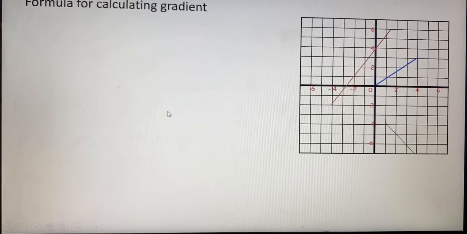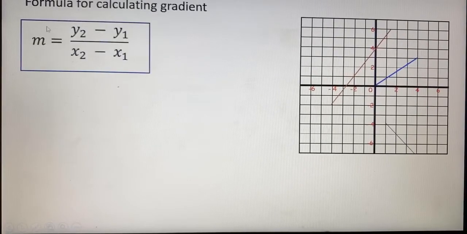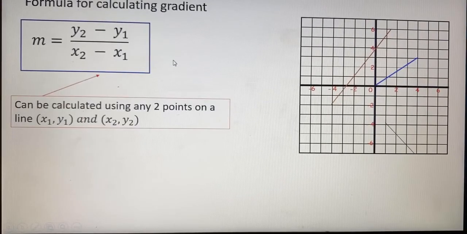We can use a formula for calculating the gradient if we know 2 of the points on the line. The formula is the difference in the vertical distance over the difference in the horizontal distance, and we can convert that into y2 minus y1 over x2 minus x1, and the x's and y's are coordinates on the line. Any 2 points on a line, x1, y1 and x2, y2 can be used to find the gradient. It doesn't matter which 2 points you use as long as they're on the same line.